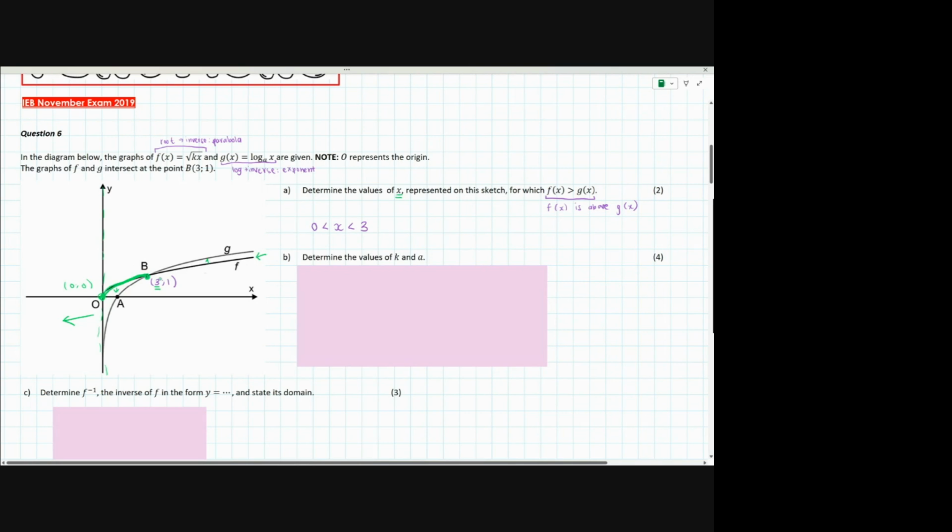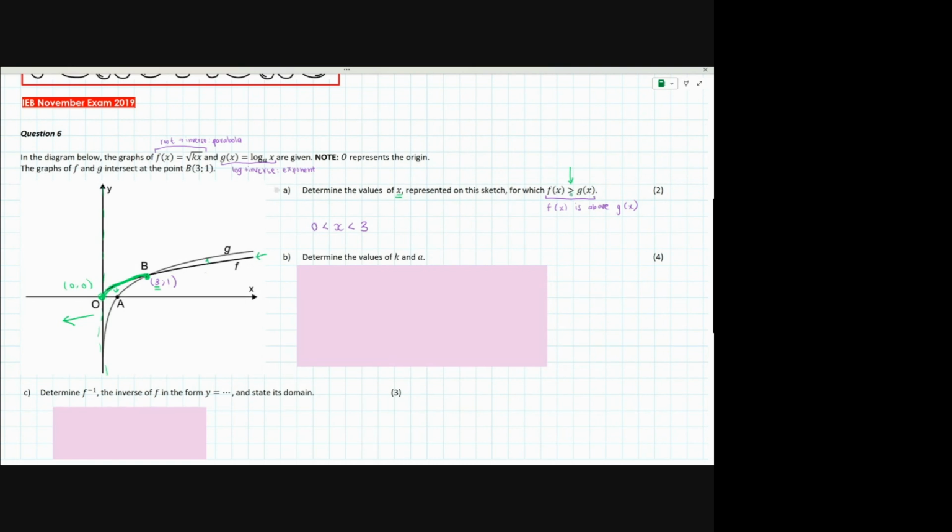Now, we don't include either of these values. A, because 0 is an asymptote, but B, we always go back to the original question. If there was an equal sign with this, so f of x is greater than or equal to g of x, then we would have to consider putting an equal somewhere. But in this case, we don't. There is no equal, so we just say it's between 0 and 3, and that's it.